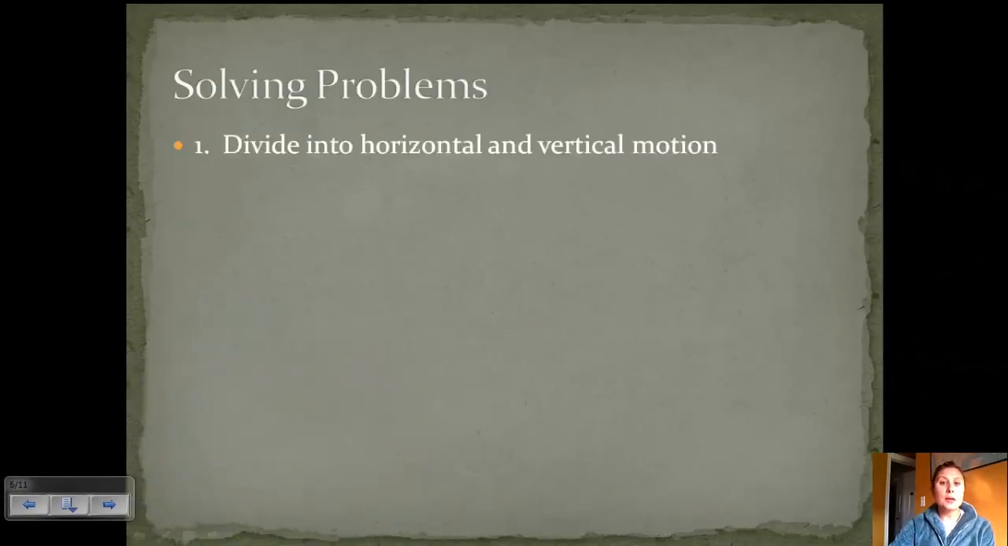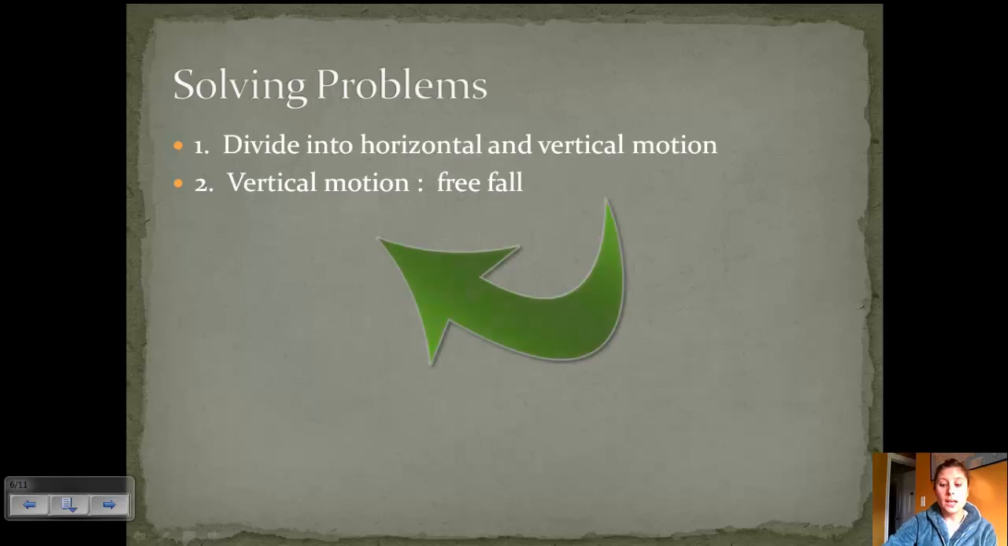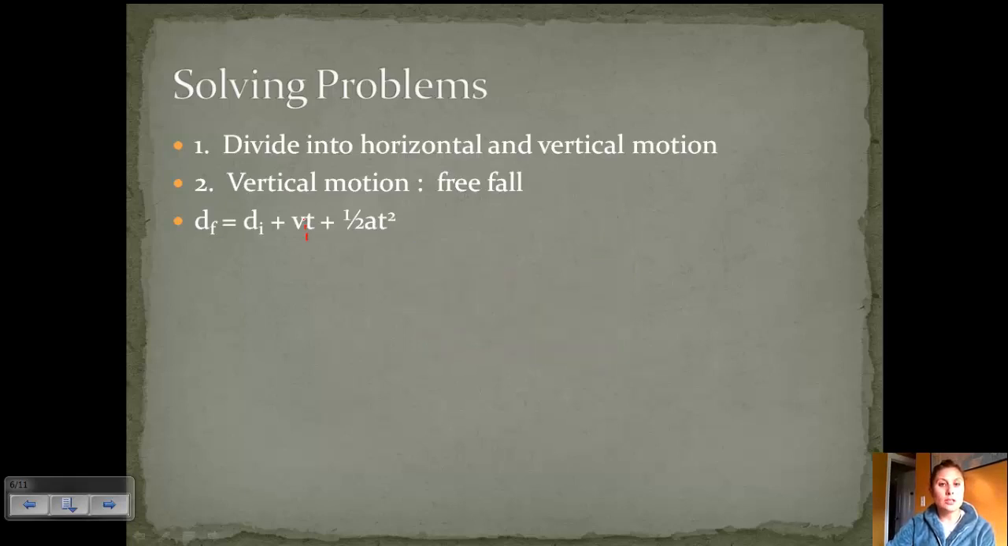So when you are solving problems involving projectile motion, the first thing you need to do is divide your motion into horizontal and vertical vectors. For the vertical motion, because the only thing acting on it is gravity, we're going to assume that it is in free fall. And so that involves the formula d final equals d initial plus v initial t plus 1/2 a t squared. And we have used this equation in the past to solve free fall problems.